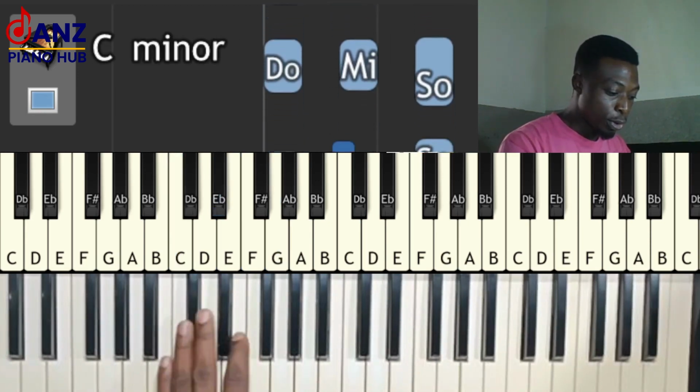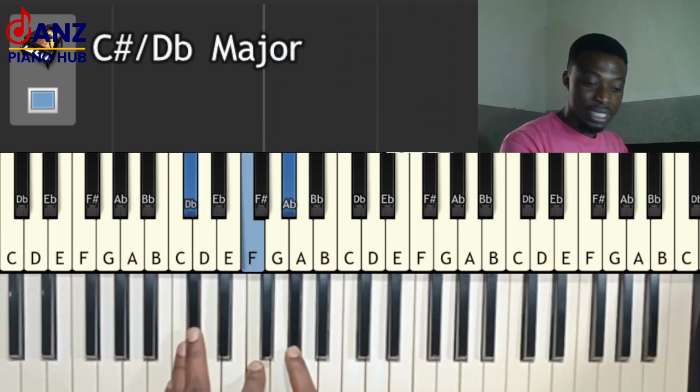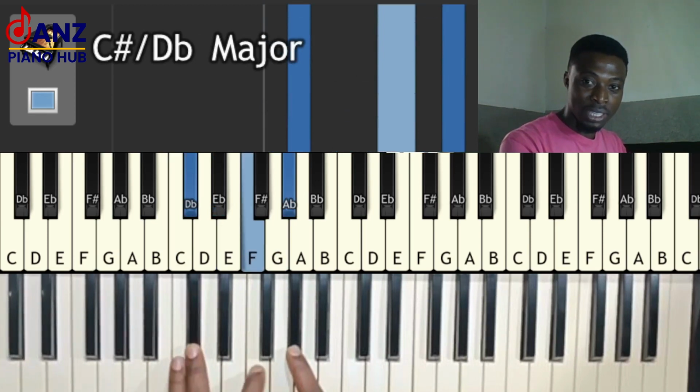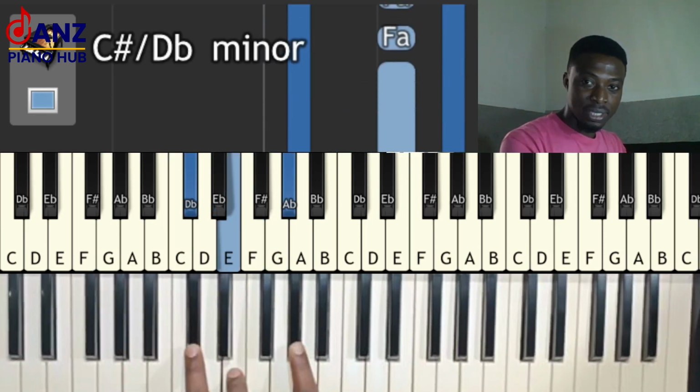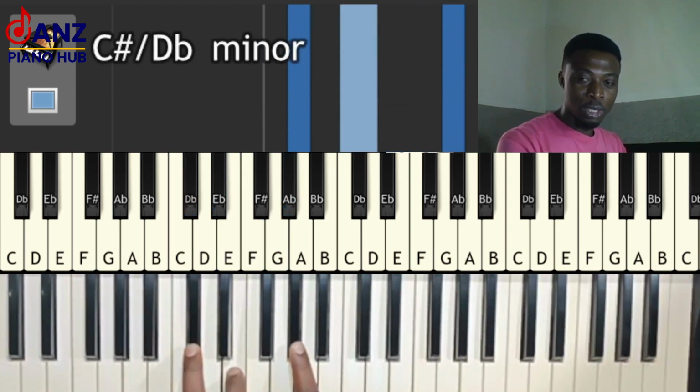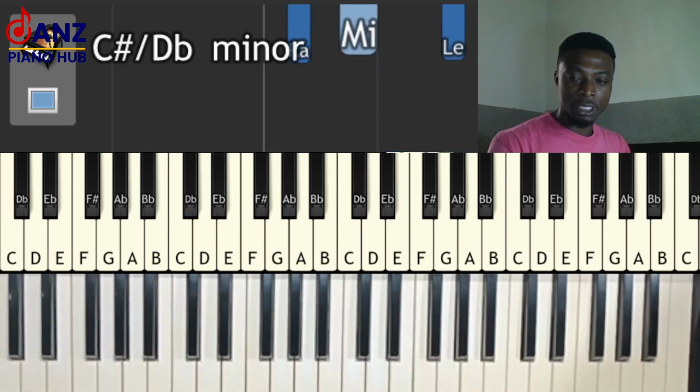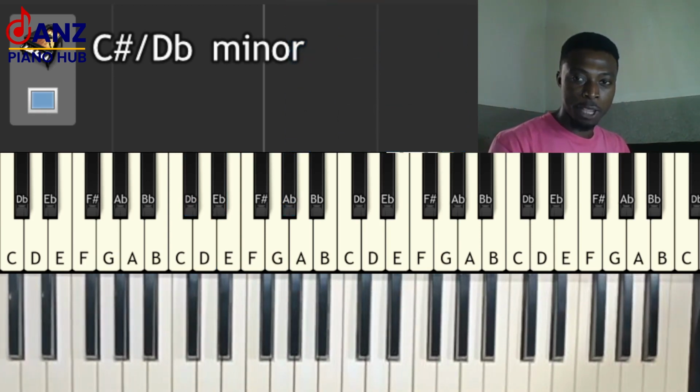The same thing goes for this. Just flatten your third note. This is our third note. People flatten it, it gives you a minor chord. So whenever you play the chord in root position and you flatten your third note, it gives you a minor chord. Now I just said something new: root position. What does root position mean?